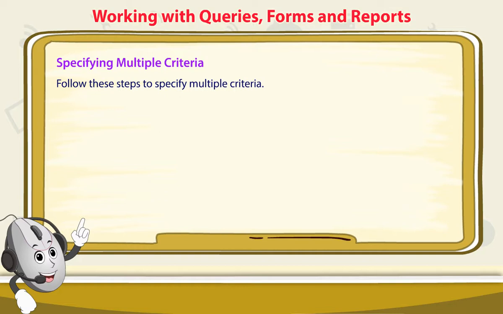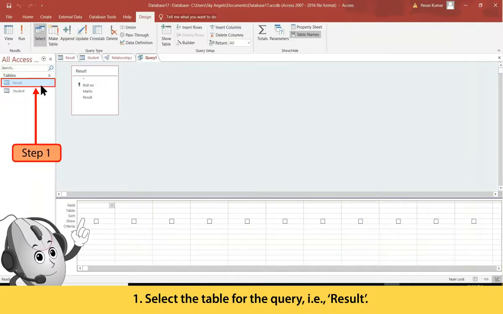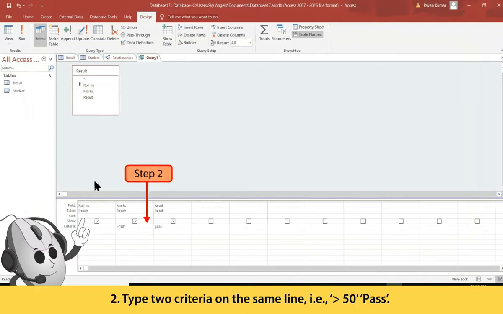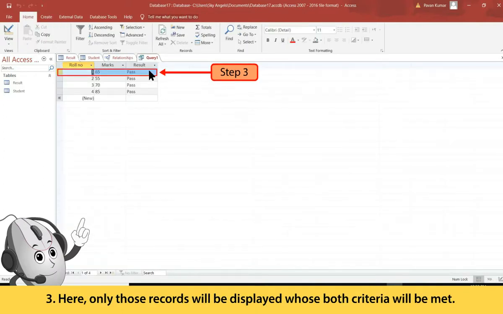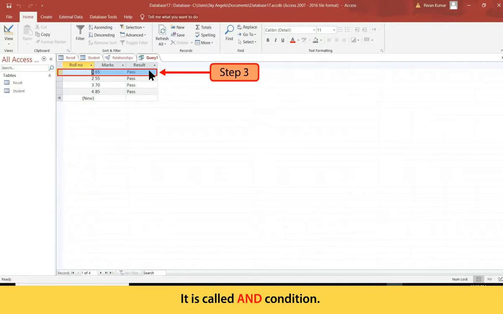Specifying multiple criteria. Follow these steps to specify multiple criteria. 1. Select the table for the query, that is, result. 2. Type 2 criteria on the same line, that is, greater than 50, pass. 3. Here, only those records will be displayed whose both criteria are met. It is called the AND condition.